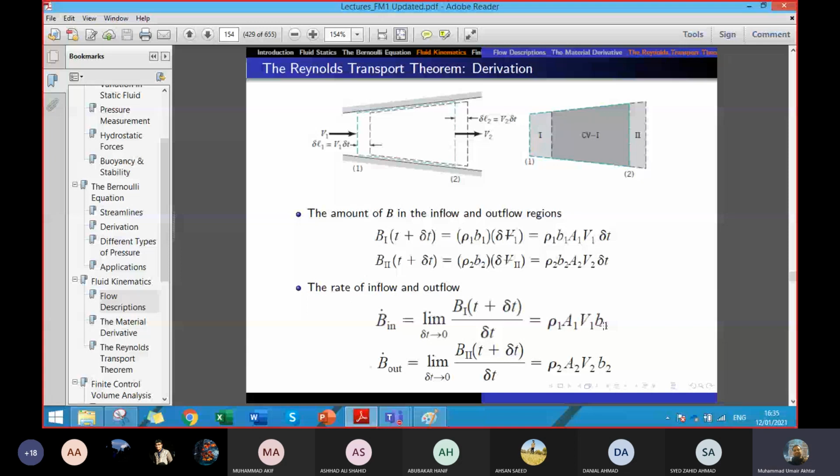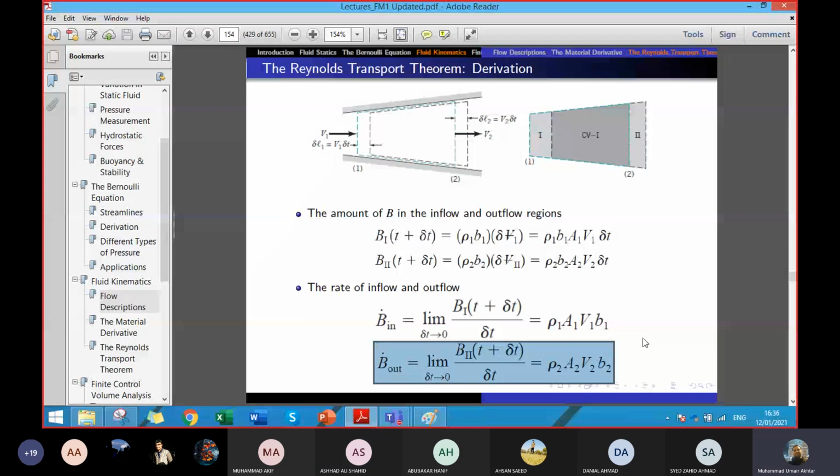So B dot in is representing the amount of the property entering the control volume and B dot out is representing the amount of property leaving the control volume. So they are basically inflow and outflow of the property from the control volume. The change that is happening within the control volume is governed by these two. Is it clear? Are these equations clear, limit delta t approaches 0, and B dot out? Yes sir, clear.